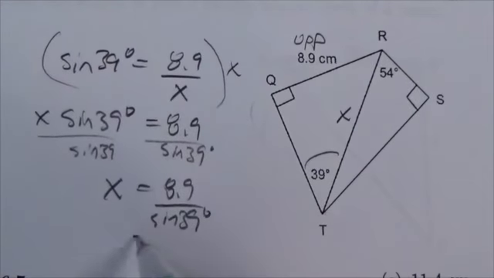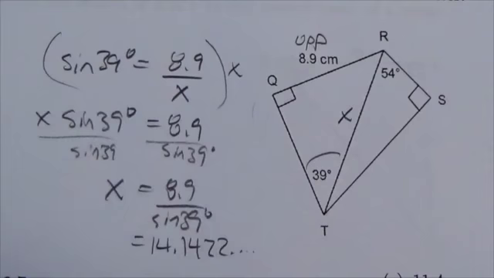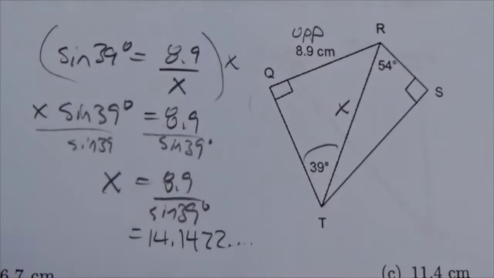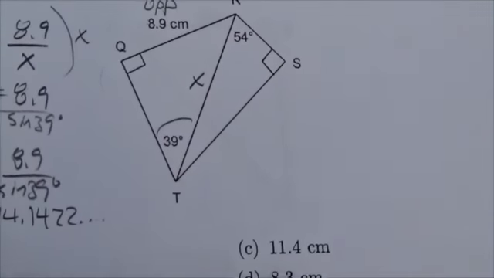And I'm going to get 14.1422, and so on and so forth. I'm going to leave that number in the calculator for right now because I'm going to come back to that in just a moment. Now let's take a look at the next triangle.